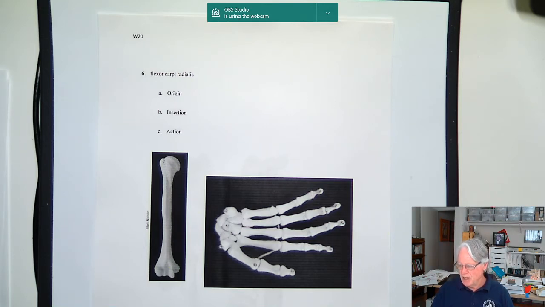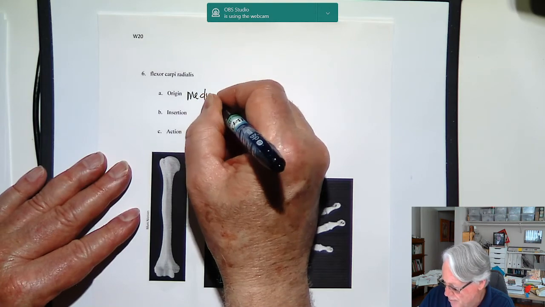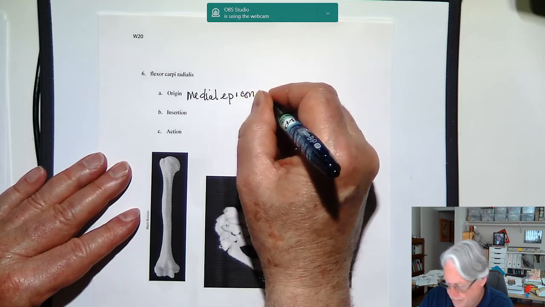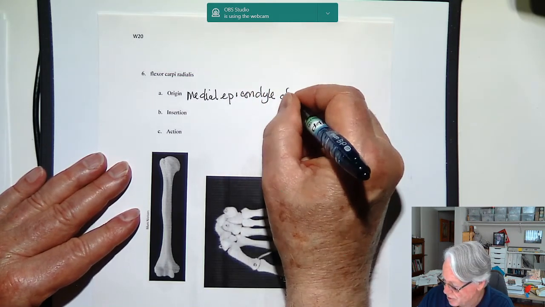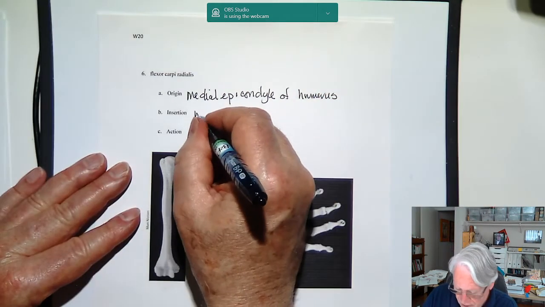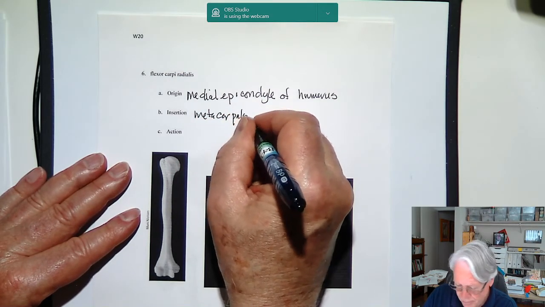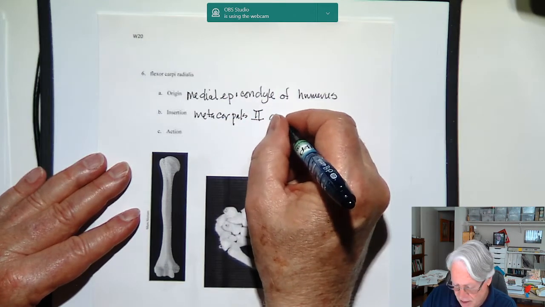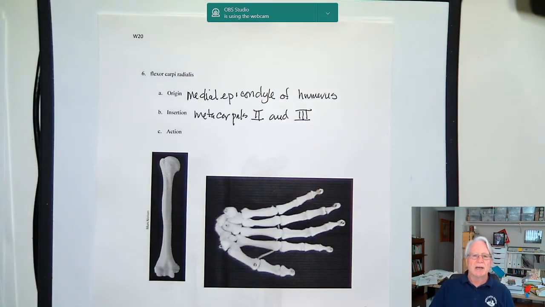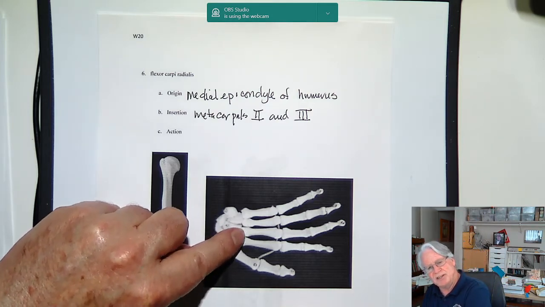So flexor carpi radialis, let's start with origin. Medial, of course, medial epicondyle of humerus. Insertion, metacarpals 2 and 3. Notice they are the same metacarpals as the extensors, but we're going to see them now on the anterior part of the hand.